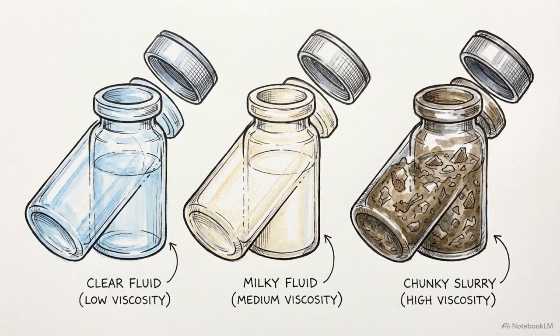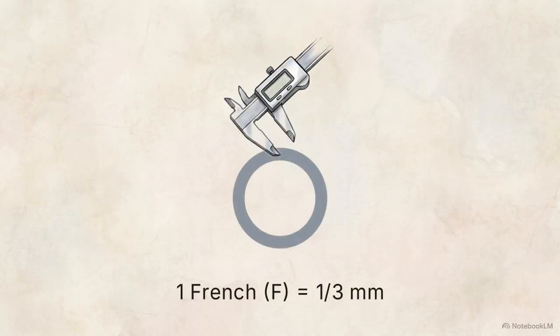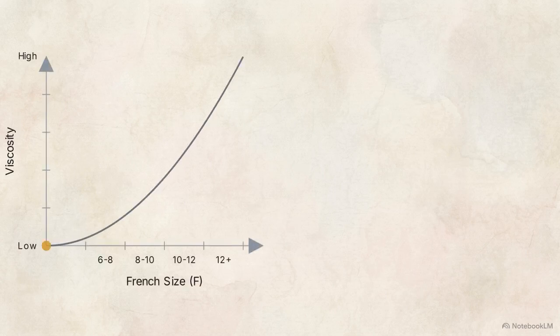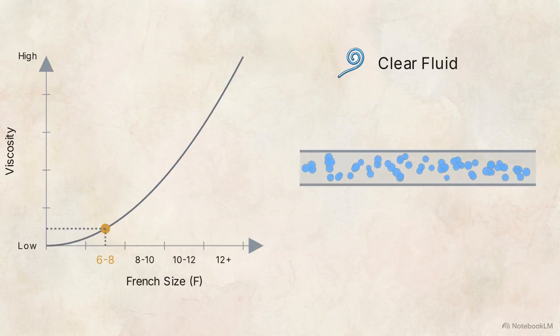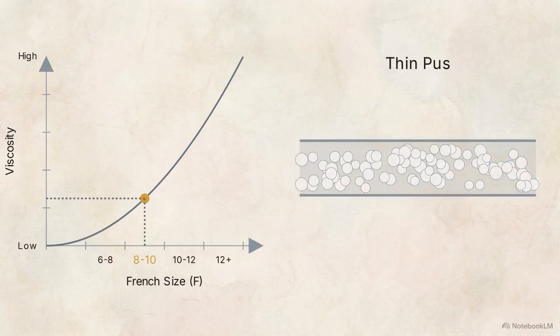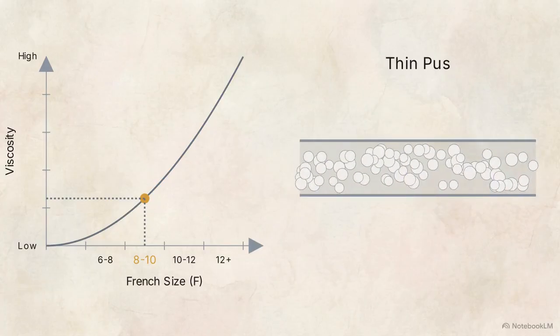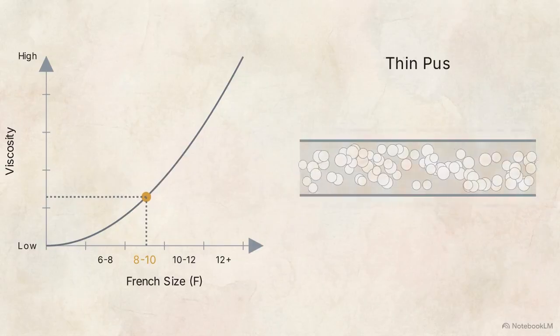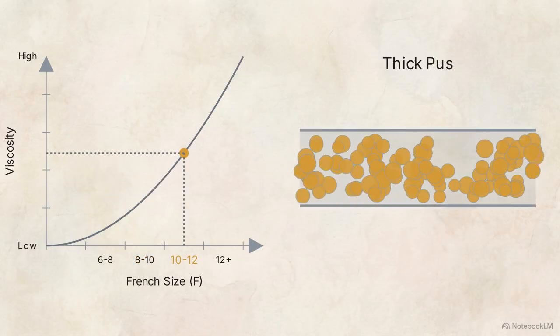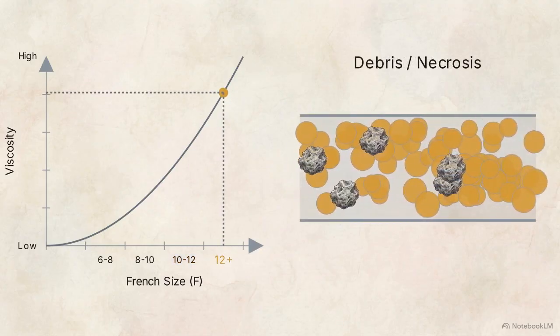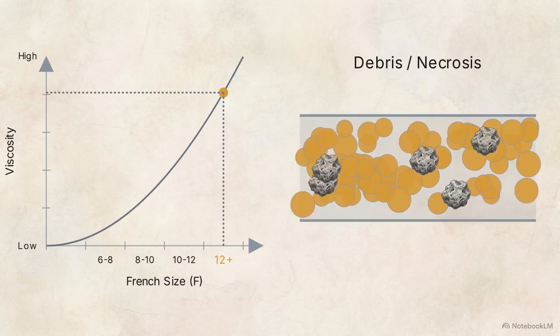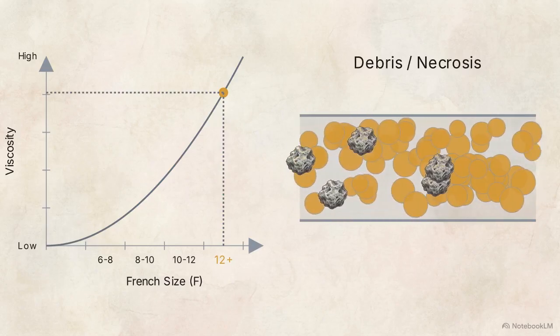Once access is achieved, the physical viscosity of the fluid dictates the necessary diameter of the tube. This sliding scale maps fluid density to catheter size, measured in French, a unit where 1 French equals exactly 1/3 of a millimeter. At the low end, clear, non-viscous fluid strictly requires a small 6 to 8 French tube. As resistance increases, the diameter must expand. Thin pus requires an 8 to 10 French cross-section. Thick, mature pus mandates a 10 to 12 French tube to maintain continuous flow. At the maximum extreme, collections filled with necrotic tissue and heavy debris, like diverticular abscesses, require 12 French or larger to physically pass the solid material.